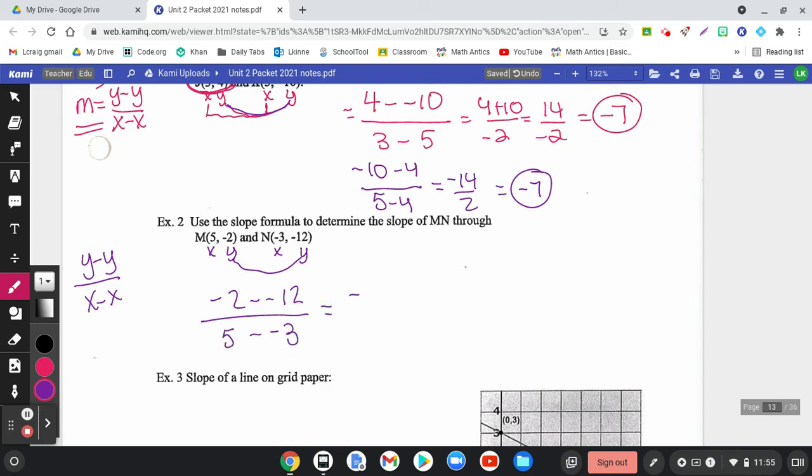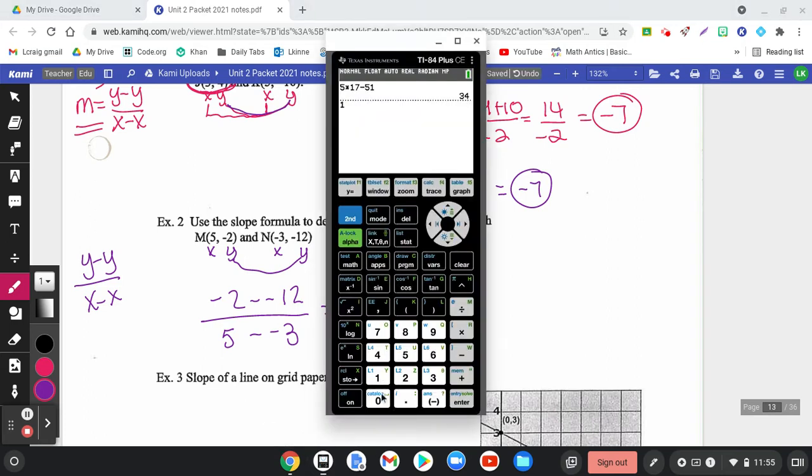And simplify. So that's negative 2 plus 12, which is the same as 10. And this is 5 plus 3, which is the same as 8. You can simplify by dividing both by 2. If you're not good at simplifying, you've got a calculator that will do it for you. 10 divided by 8. Math.